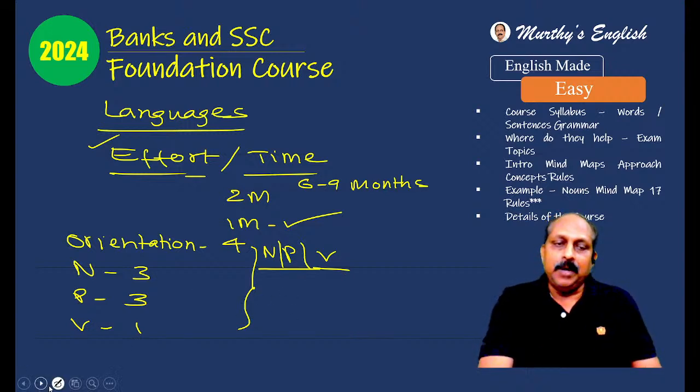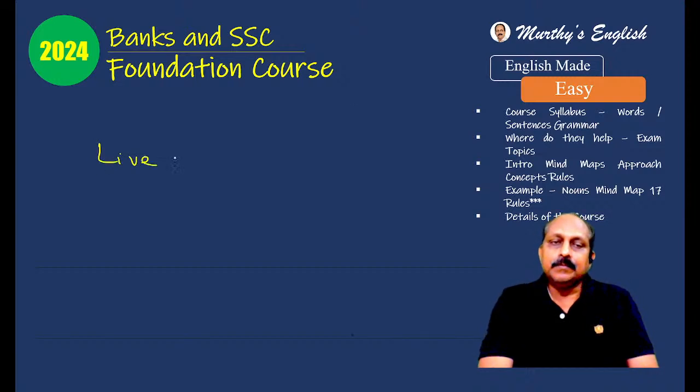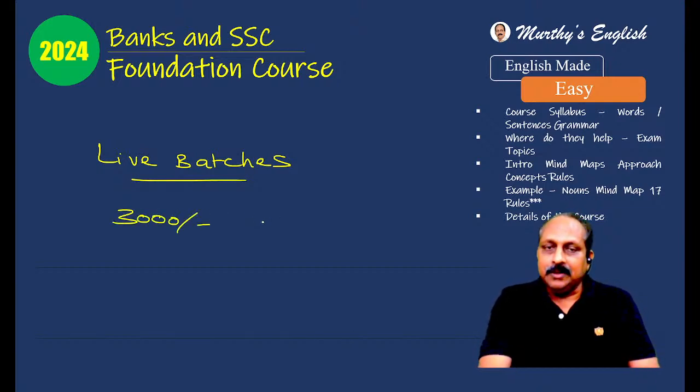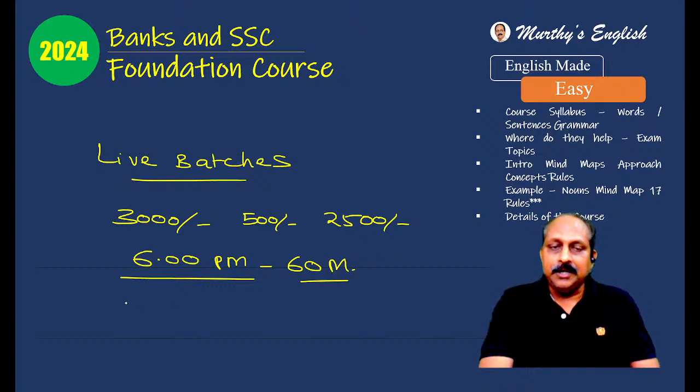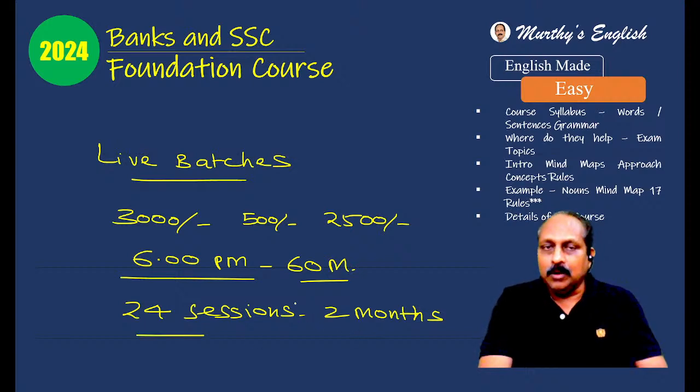These batches are live batches. The course fee is actually 3,000, but because it is the first batch in 2024, I offered a discount of 500. The course fee is only 2,500. Every evening at 6 p.m., a live session. It is for about 60 minutes. Though I said 24 sessions, 24 topics, it may spread over 2 months. I thought 1 month not possible. Based on the students, I changed my pace. 2 months it may take. This is all about the course details.